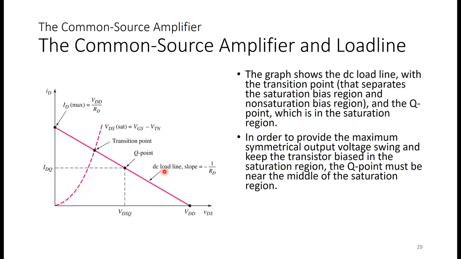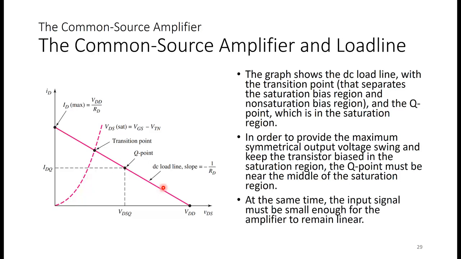in an unbalanced way. So at the same time, other than putting the Q point in the middle of the saturation region, the input signal that you feed the amplifier must be small enough for the amplifier to remain linear. In the previous part one video, we mentioned what it means for the signal to be a small signal. Small signals need linear amplifiers. If the signal goes beyond that, then you need to consider power amplifiers. That would be large signal.